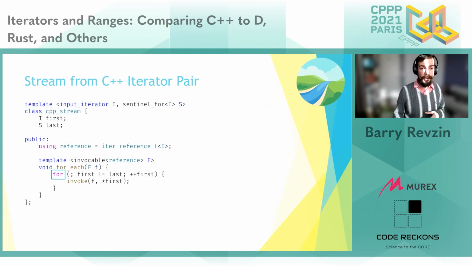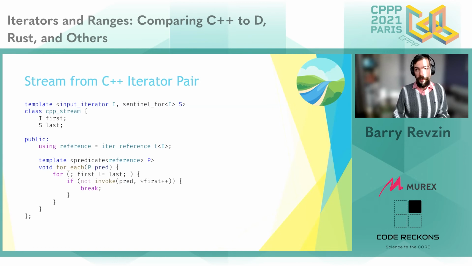Now, for each itself is kind of limited. Sure, it's useful to consume every element, but sometimes we might want to stop early. So it's more useful to provide a predicate-based approach that breaks the loop when the predicate finally returns false. Of course, at that point, it's not really for each. It's more like while. And for reasons, I'm moving the post increment later.